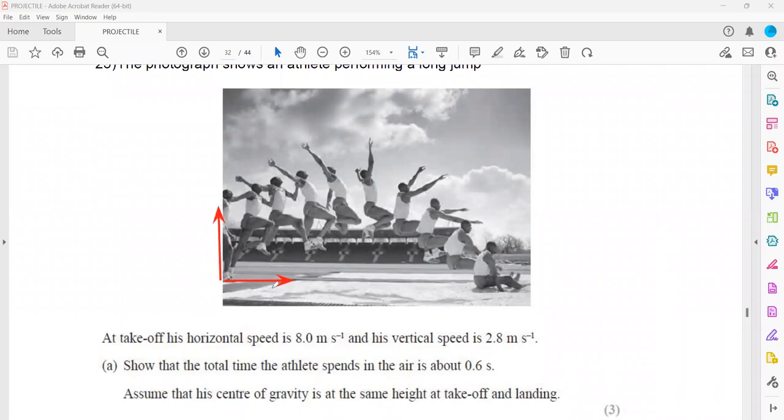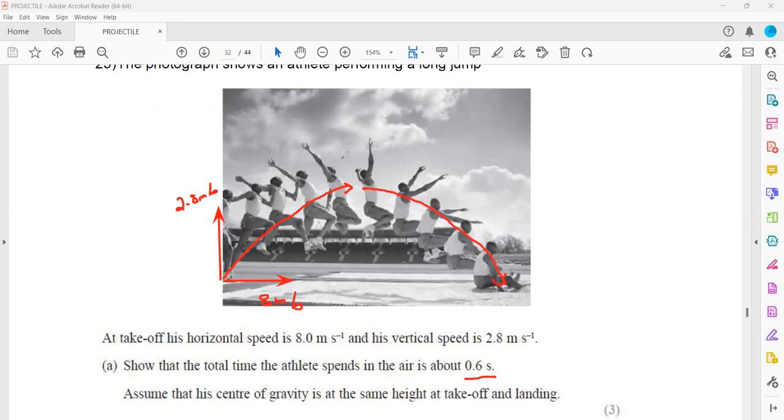The horizontal speed of this athlete is 8 meters per second and the vertical speed is 2.8 meters per second. Show that the total time for an athlete spent in air is about 6 seconds. To solve such question, what we always do, we find how much time it will take to reach the maximum height and the total time will be twice of it.